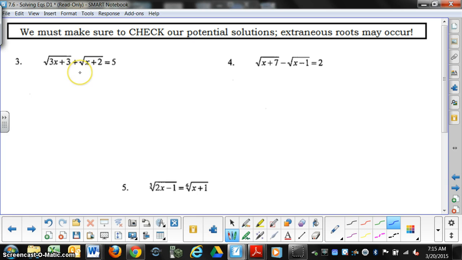This is like a multi-step process. We have to end up squaring both sides in this problem twice. Alright, stay with me now. Here we go. So I'm going to bring this square root of x plus 2 over to the other side.